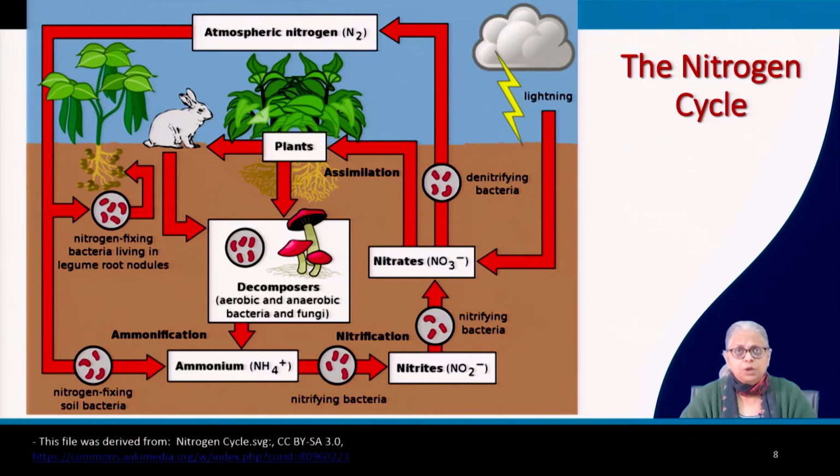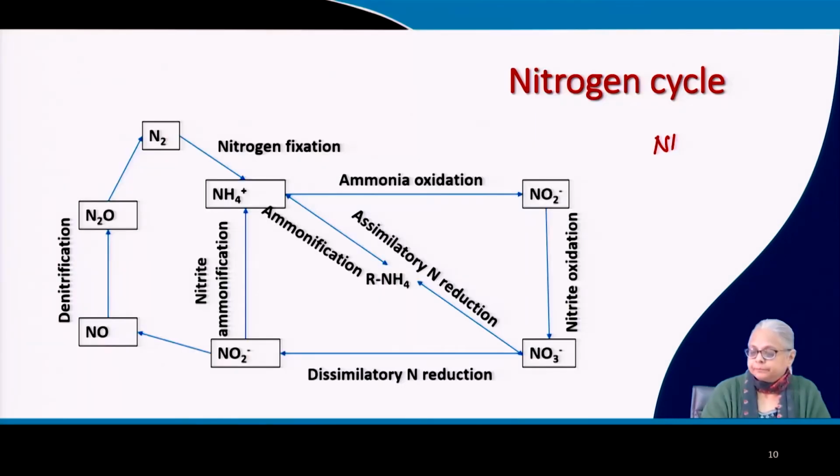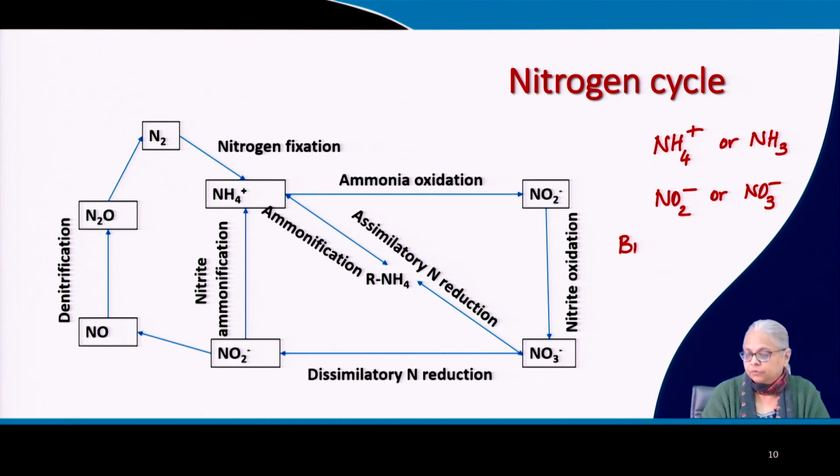Let us now come to the next one, and that is the nitrogen cycle. Now, you have probably studied in high school that nitrogen, which is an inert gas, is not in bioavailable form. So even though we have so much nitrogen in the atmosphere, it is not bioavailable nitrogen. The bioavailable forms of nitrogen are ammonium or ammonia and nitrite or nitrate. These are the bioavailable forms.